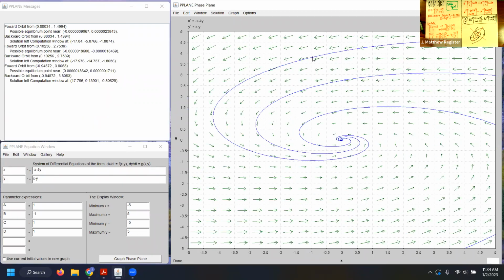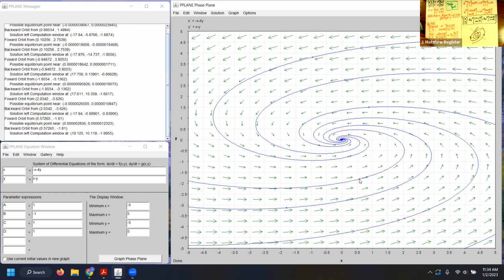And we can see that we were right on some of it. This is definitely spiraling inward, and so it is a stable spiral. As we can see, it is spiraling in a counterclockwise direction. So it is spiraling in this direction.